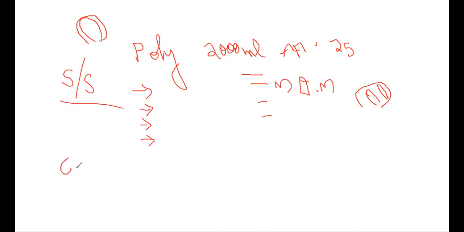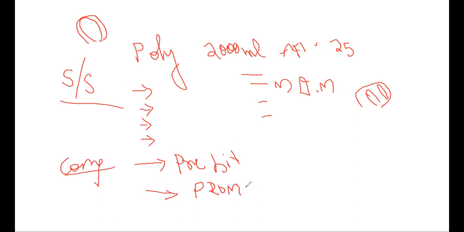Next is the complications. What are the main complications of polyhydramnios? The main complication of polyhydramnios is premature birth. Then premature rupture of membrane, PROM, will be there. Then there is a chance of abruptio placenta.